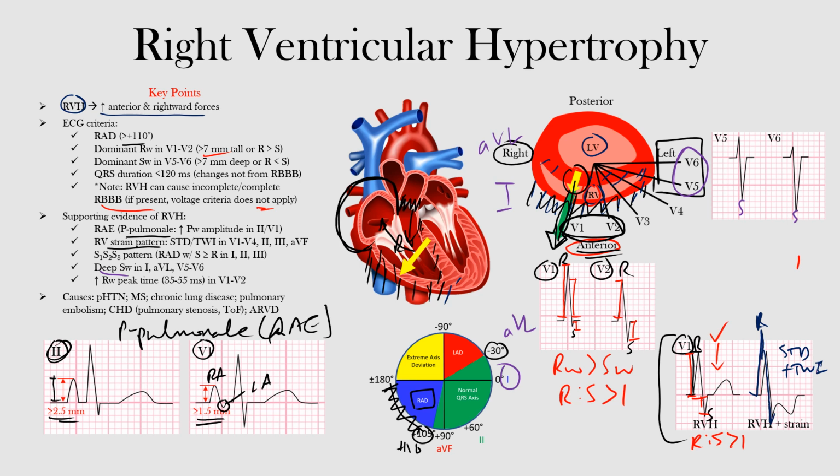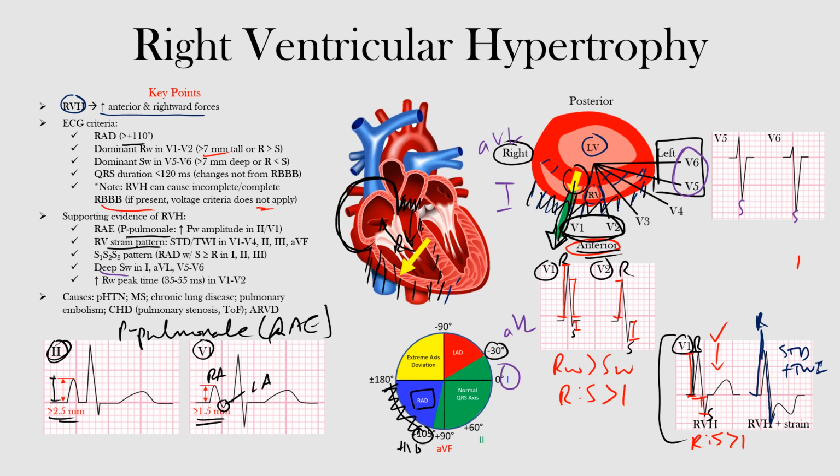And lastly, we have here an increase in R wave peak time, often between 35 and 55 milliseconds. Okay, so think about one small box. In the right precordial leads, we'll see this in V1 and V2. Remember, this is also referred to as the intrinsicoid deflection. It should be less than 35 milliseconds in the right precordial leads.